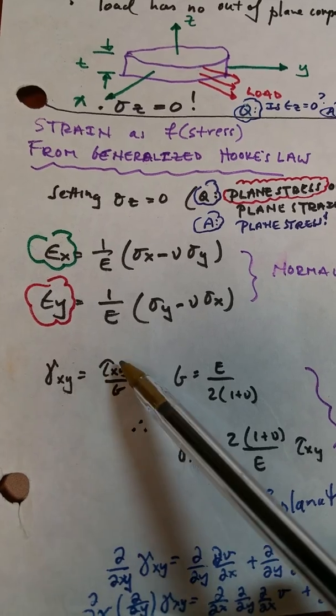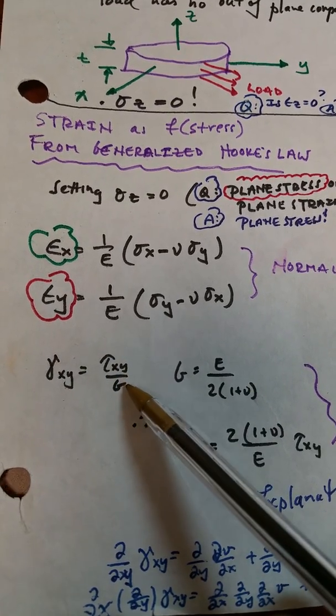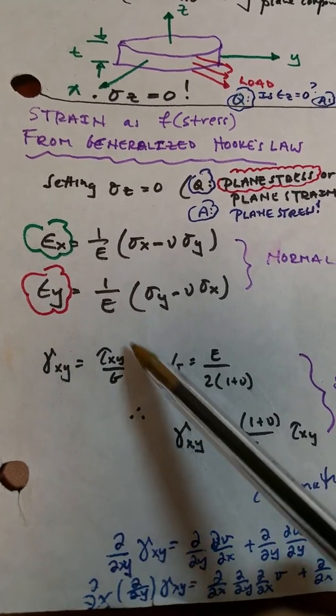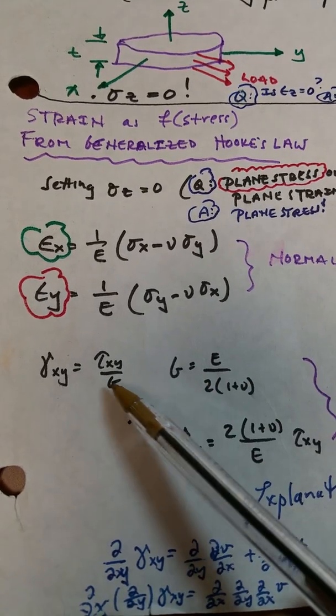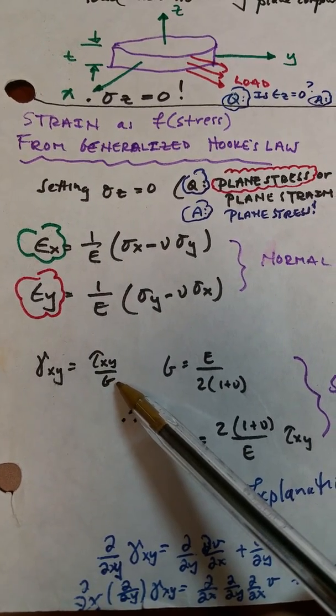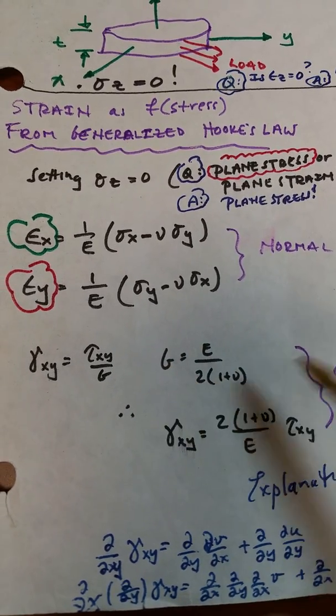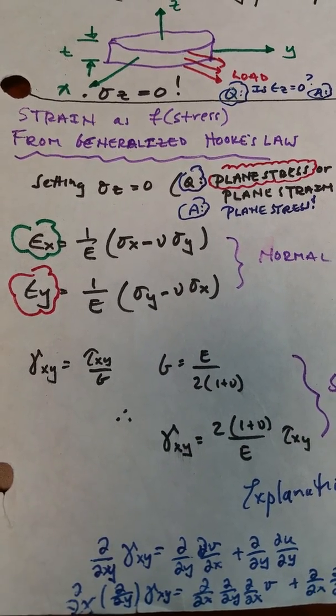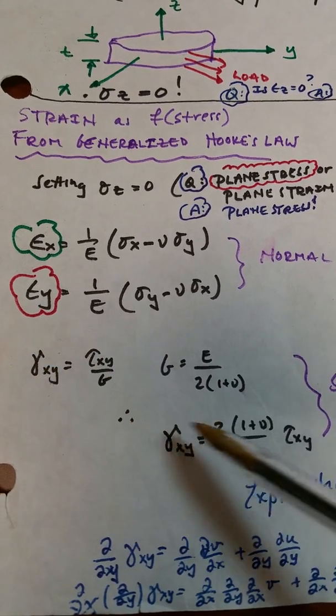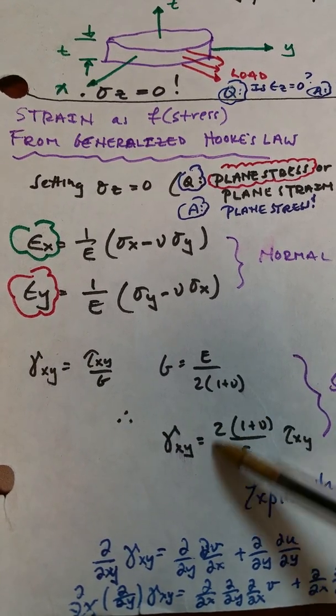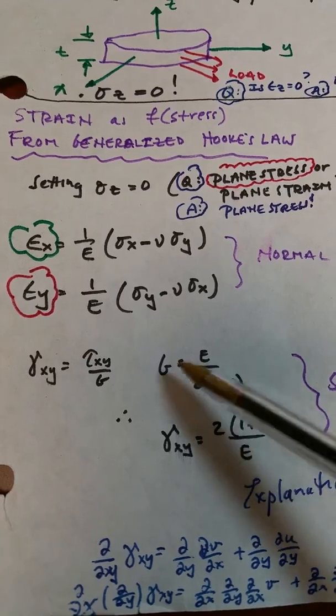The shear strain, of course, is related to the shear stress through the shear modulus. This is Hooke's law for shear. And G is not independent of E and Poisson's ratio. So these things are super linked together for isotropic materials. So we can express strain as a function of stress and E and Poisson ratio so that we don't introduce that G.